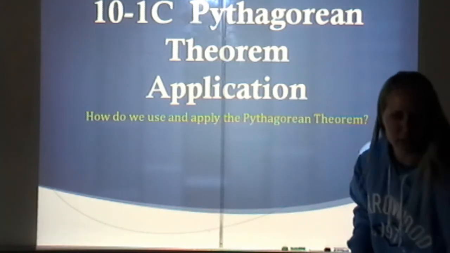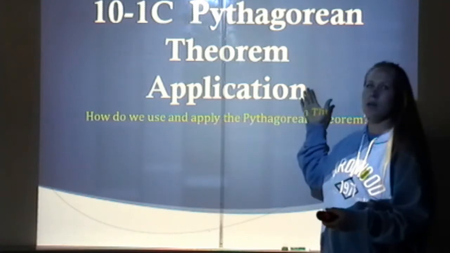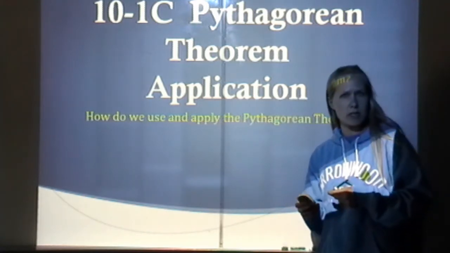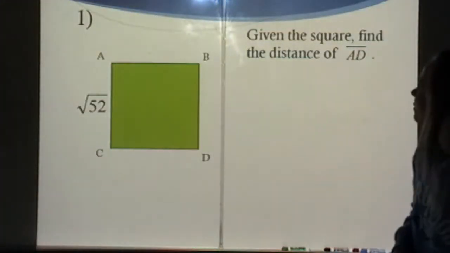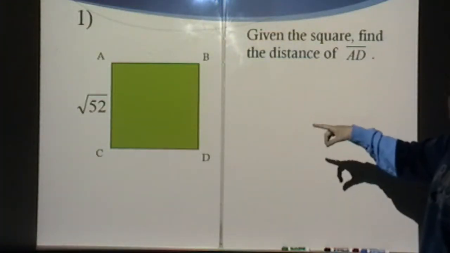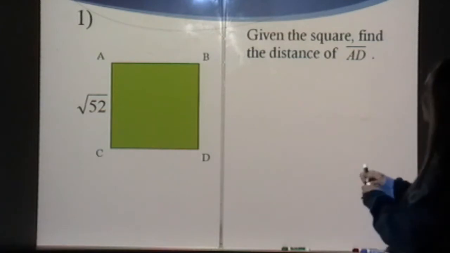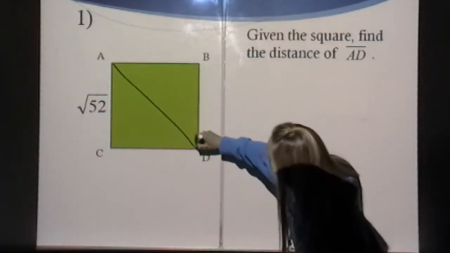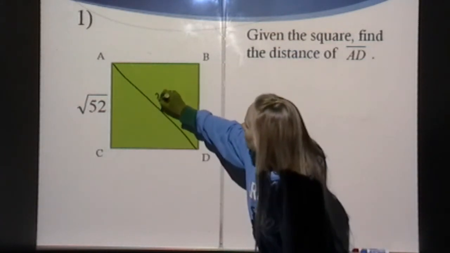Okay, so we're going to take a look at the first problem, where we're applying the Pythagorean theorem, and these are the types of questions that you're going to see on the MCA test. So here's example number 1. We have a square here, and we're trying to find the distance of AD. So we want to know this length right here. So what is that length?